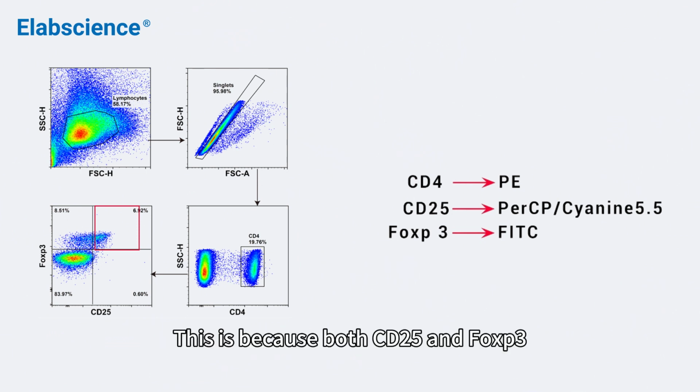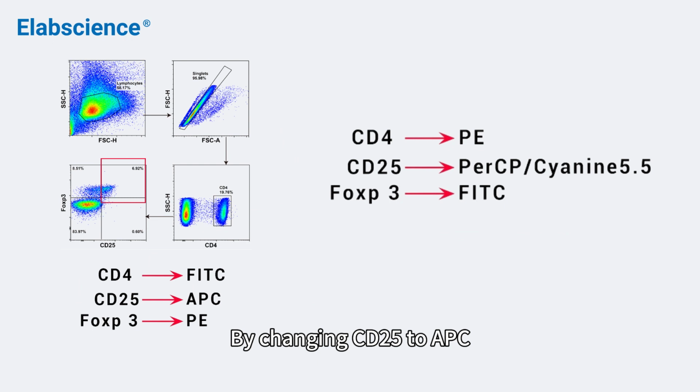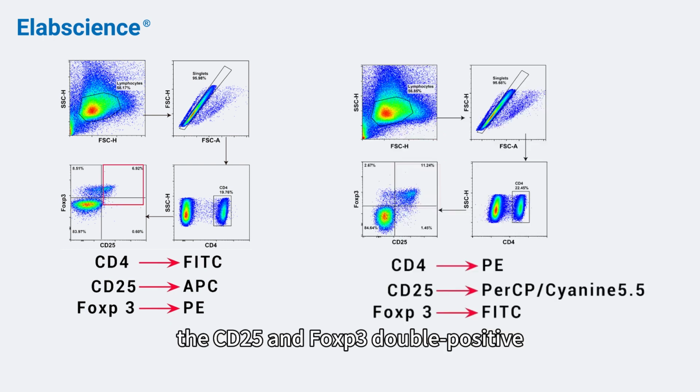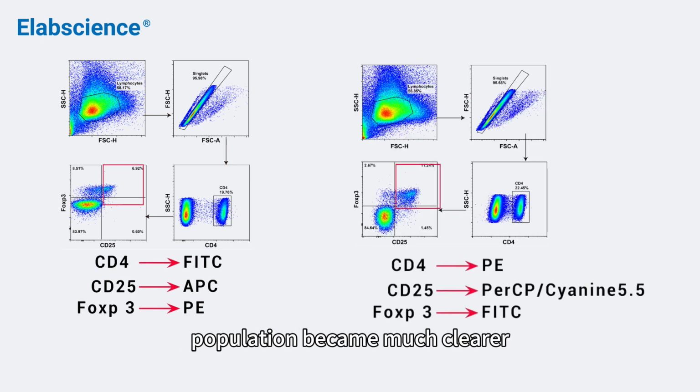clear. This is because both CD25 and FOXP3 are weakly expressed antigens, and PerCP/Cy5.5 and FITC are not very bright fluorochromes. By changing CD25 to APC, a strong fluorochrome, and FOXP3 to PE, a strong fluorochrome, the CD25 and FOXP3 double positive population became much clearer.